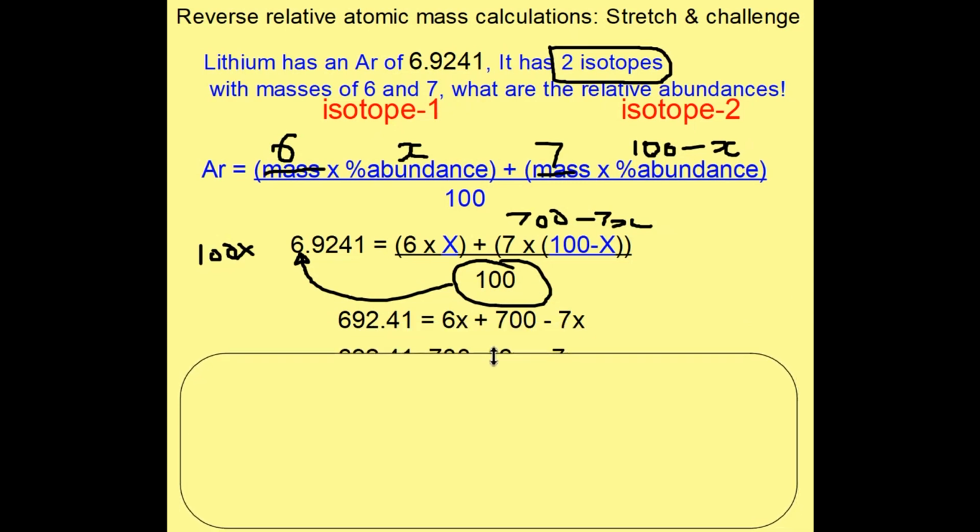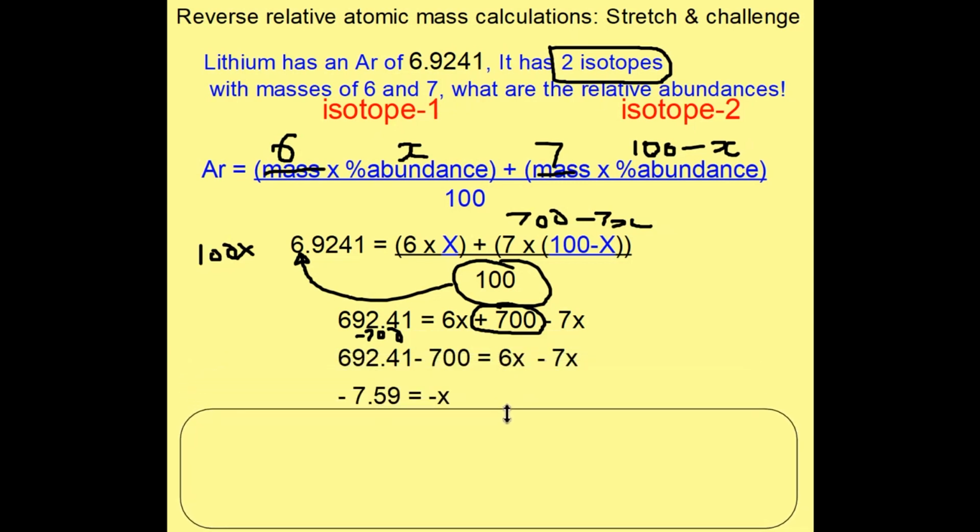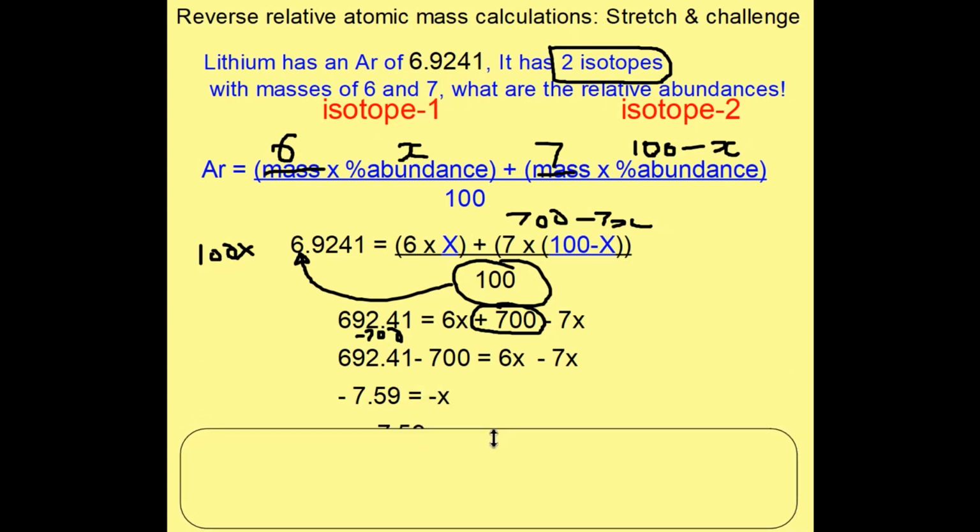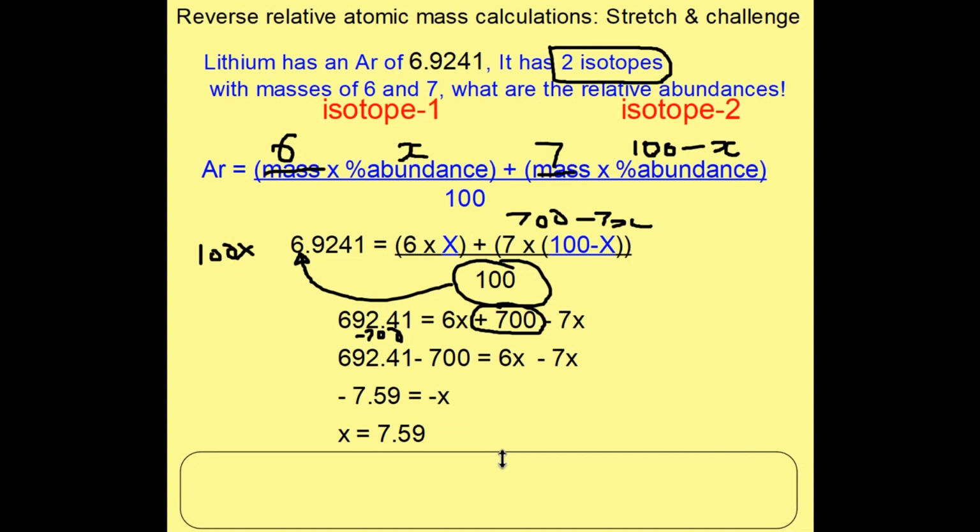So if we do that, we'll end up with 692.41. And we've got 6x plus 700 minus 7x. So if we subtract the 700 from both sides, that's the next step really, and we can subtract the 7x from the 6x. It's going to give us negative numbers. It's not a massive problem to us. But basically we've got minus x equals 7 minus 7.5. So obviously x equals 7.59%.